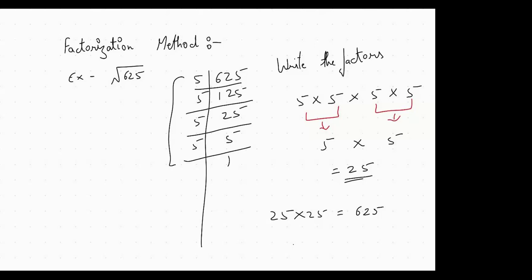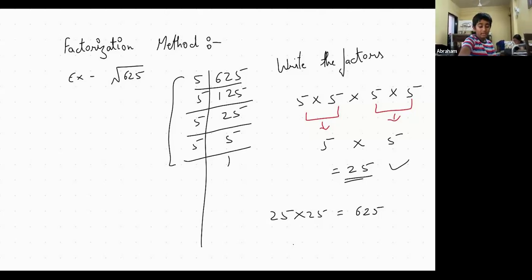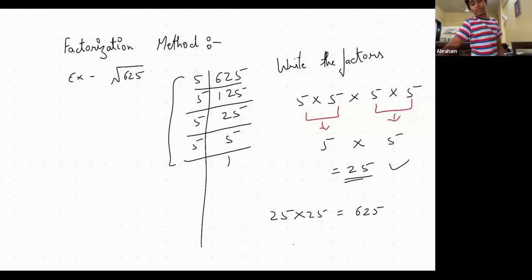Now from each pair, we will take out one 5. From 5 and 5, we took out one 5. From this pair, 5 and 5, we took out another 5. Multiply them together and we will get 25. Basically you have to make pairs and then take out one number from each pair. Ma'am, it can be any one number from the pairs, right?